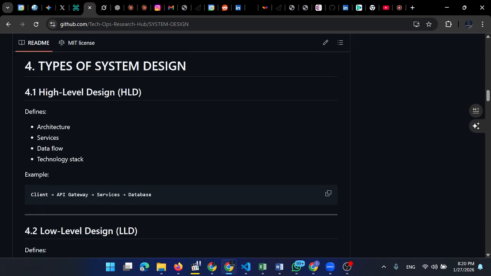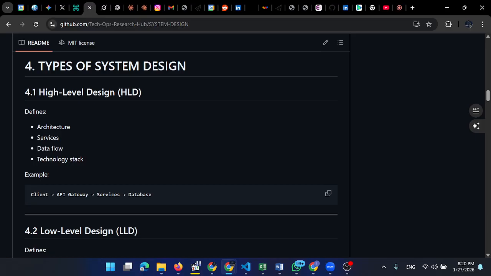I think we've been able to have an overview of these two, where we have the high level design and the low level design. I would like to talk about the high level design part, that is the HLD. So, high level design aspect talks about the architecture, the services, data flow, the technology stack.